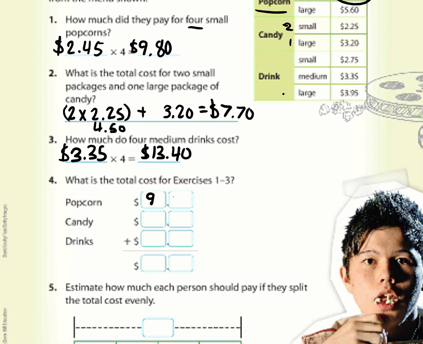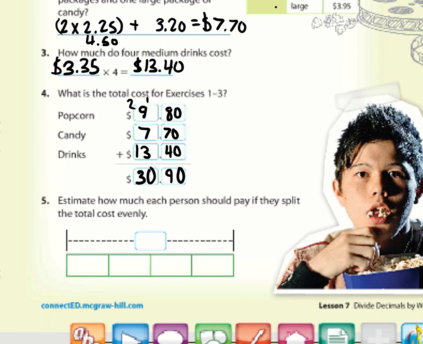So what is the total cost for exercises 1 through 3? So for the popcorn, we have $9.80. For the candy, we have $7.70. And the drinks, we have $13.40. So we're going to add all these together. 8 plus 7 is 15, plus 4 is 19. 1 plus 9 is 10. Plus 7 is 17. Plus 3 is 20. And then 2 plus 1 is 3. So we have $30.90.